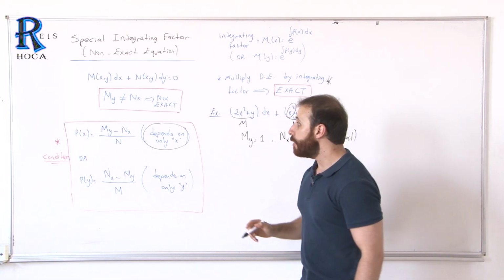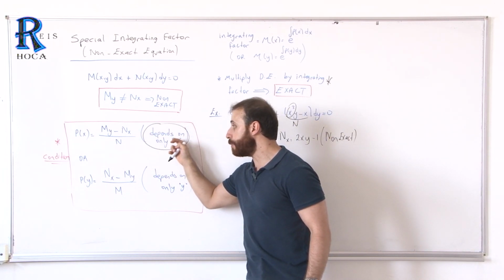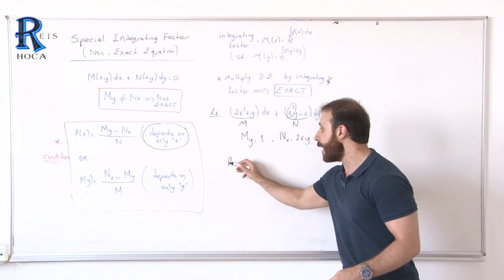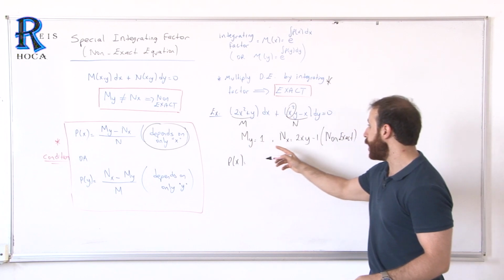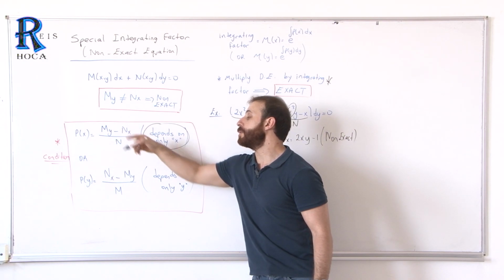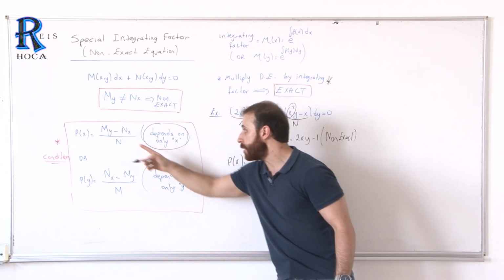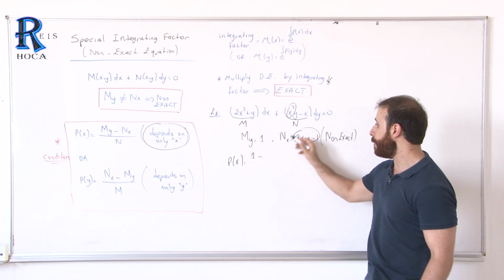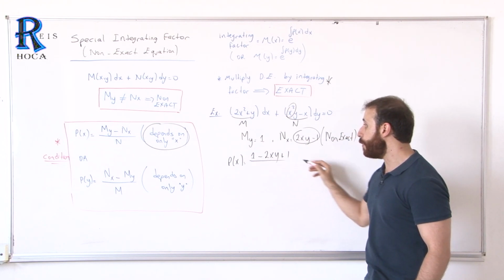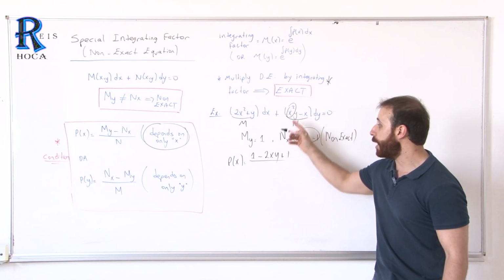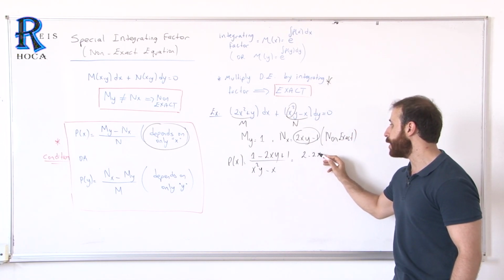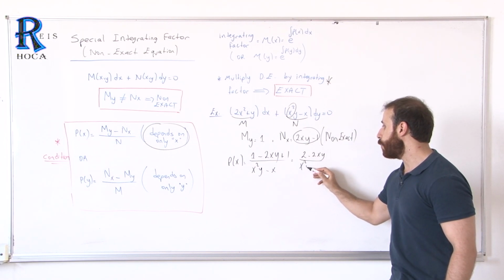If it is not exact, we will try to find px, and it must be only x. If it is not working, we will try py. Px is my minus nx over n. What is my? It is 2xy minus, multiply the derivative of n with respect to x by minus: nx is 2xy minus 1, so minus 2xy plus 1, over n. What is n here? x squared y minus x. So it is equal to (2xy minus 2xy plus 1) over (x squared y minus x).